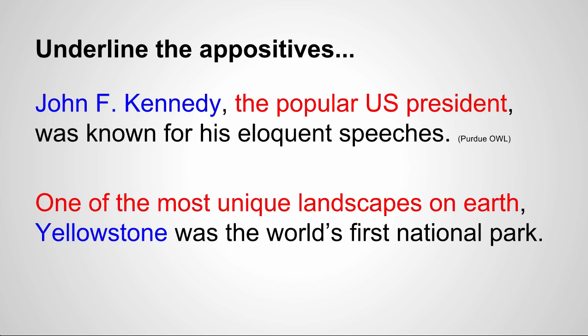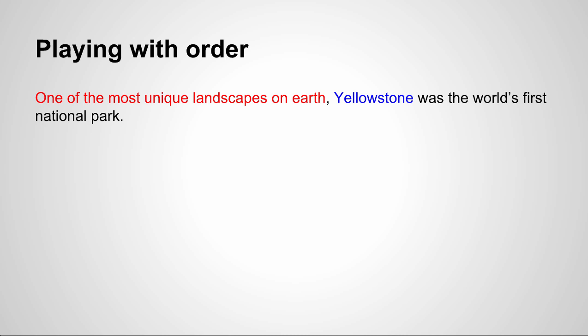Okay, so you should have something like this, where the noun is in blue and the appositive is in red. So you'll notice in the first sentence, we have the noun followed by the appositive. In the second sentence, we have the appositive followed by the noun. Now I want to talk about that second sentence a little bit. One of the most unique landscapes on Earth, Yellowstone was the world's first national park.